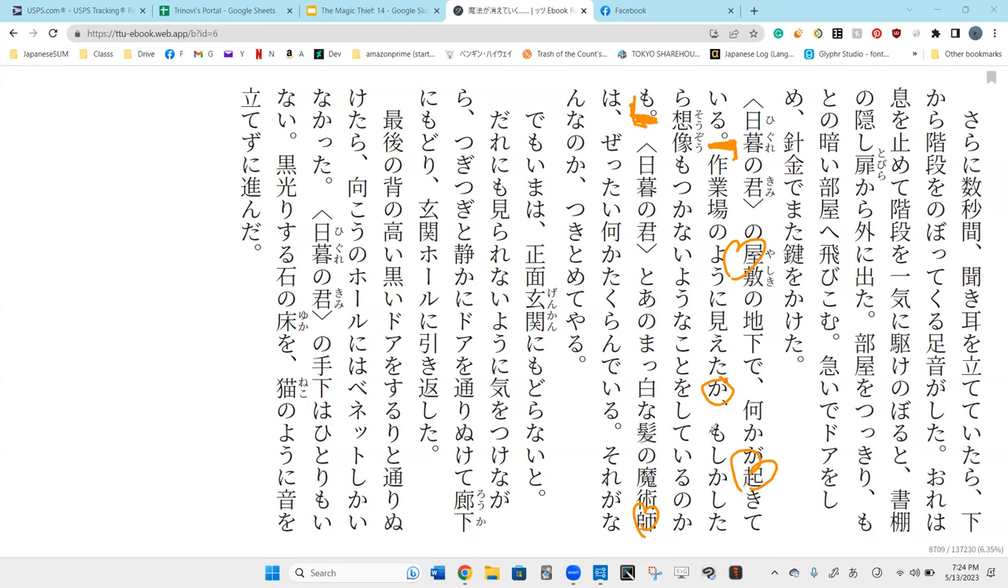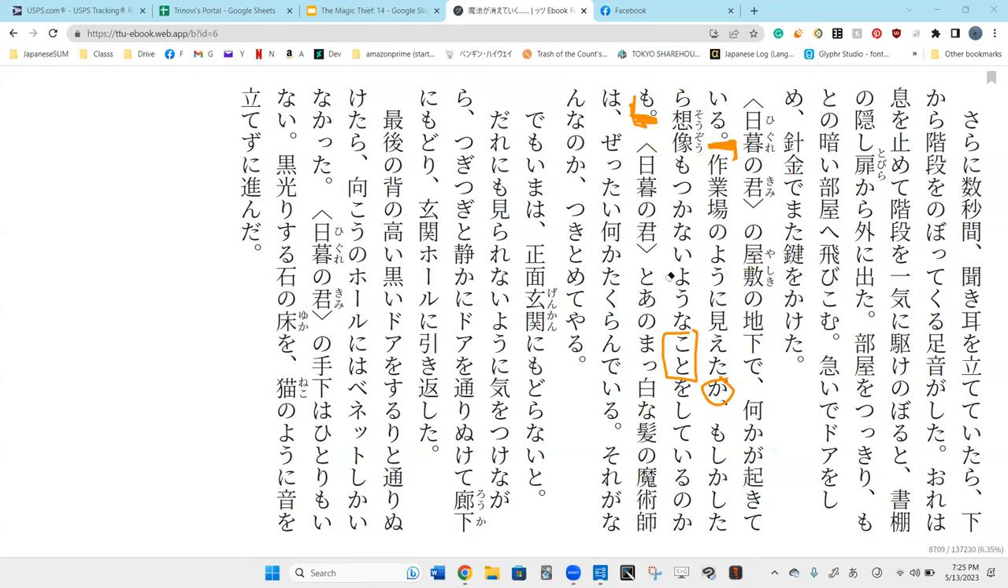So the thing, shiteiru no ka. Shiteiru is from suru, so perhaps they are doing something that is like a pause. So it is ore wa sozo mo tsukanai yo na koto, and it's what he is doing. You know what sozo is?